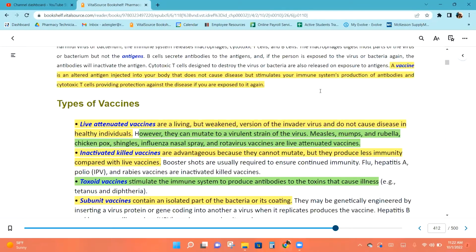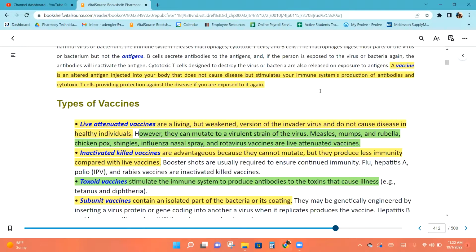Live attenuated vaccines are a living but weakened version of the invader virus and do not cause disease in healthy individuals. However, they can mutate to a virulent strain of the virus. Measles, mumps, and rubella, chickenpox, shingles, influenza nasal spray, and rotavirus vaccines are all live attenuated vaccines.